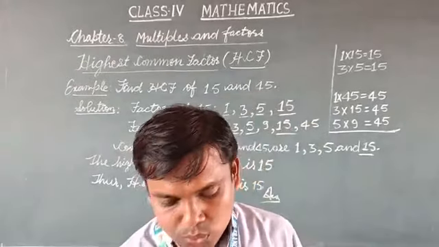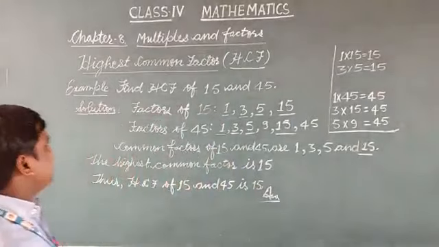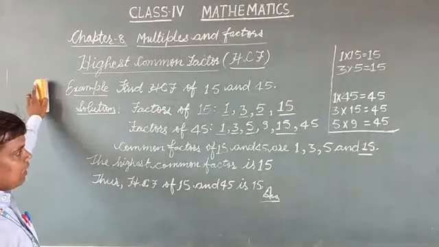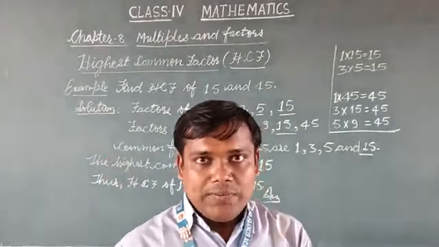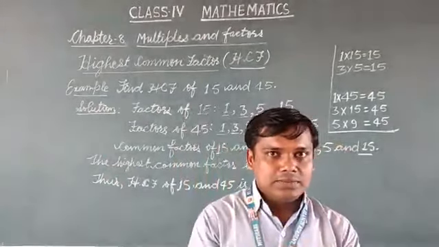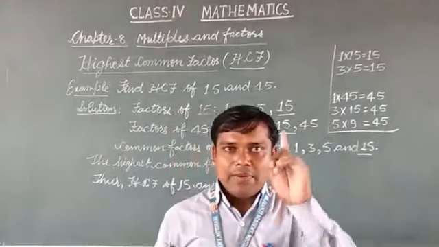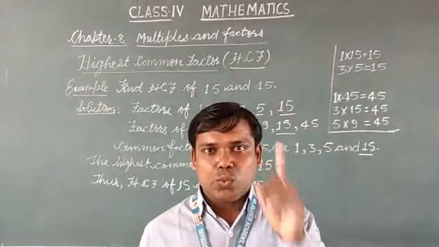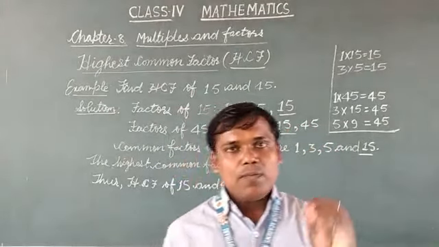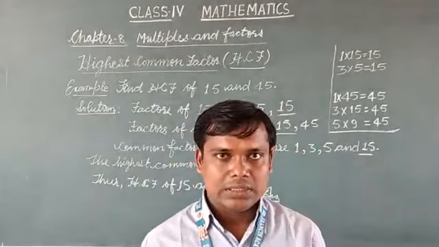Now I am going to tell you the properties of HCF. Listen to me. When we have co-prime numbers, you know co-prime are numbers having only one common factor and that factor is 1 only. So HCF of co-prime numbers is 1.